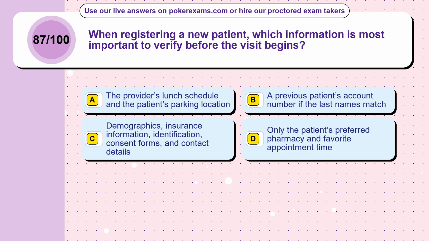Demographics, insurance information, identification, consent forms, and contact details. Option D. Only the patient's preferred pharmacy and favorite appointment time.